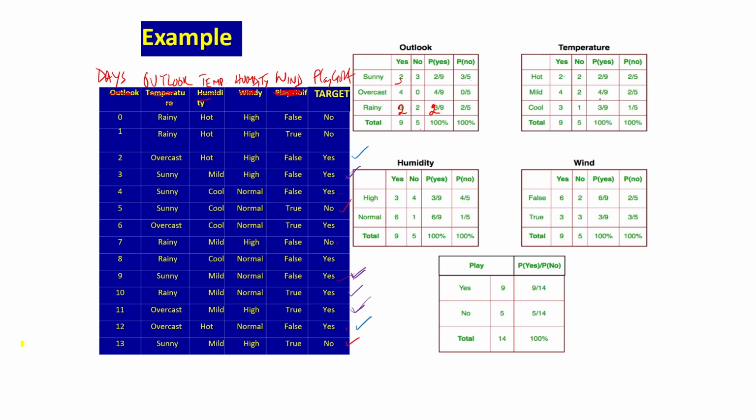So, therefore, probability of yes is 2 by 9, 4 by 9, 3 by 9. Probability of no is 2 by 5, 2 by 5, 1 by 5.